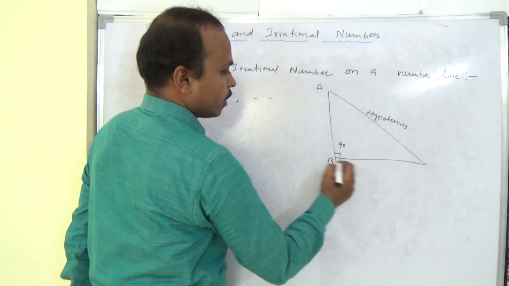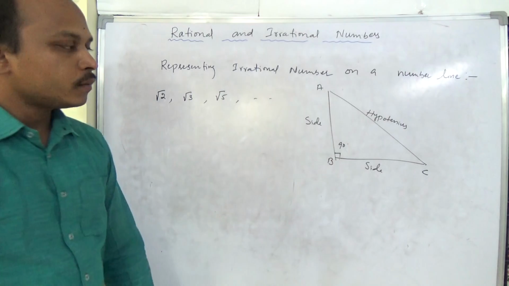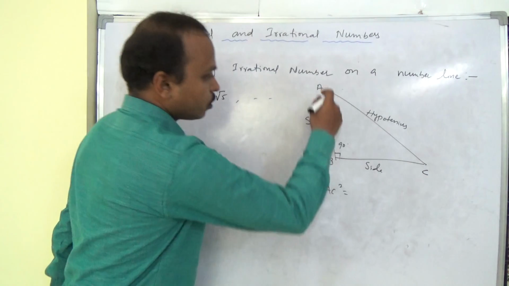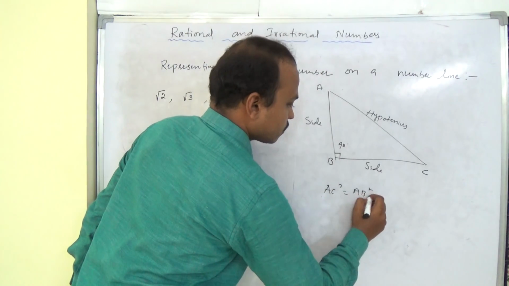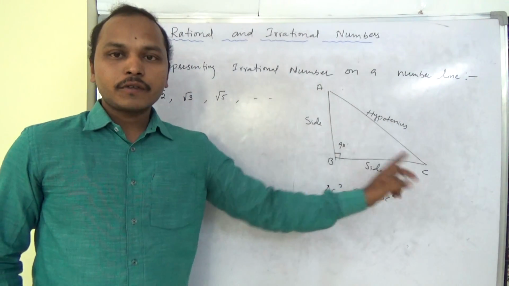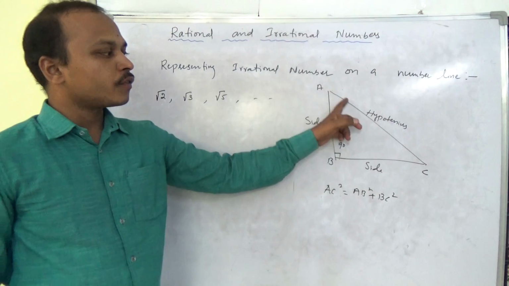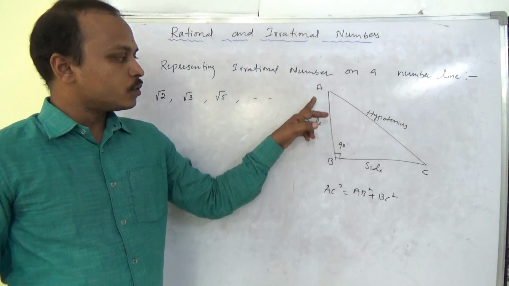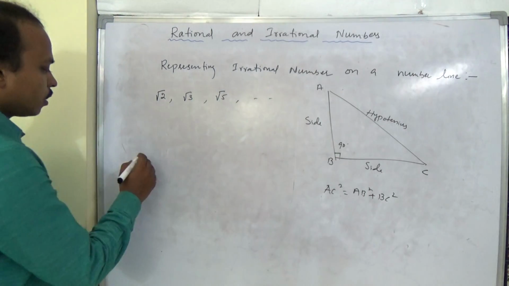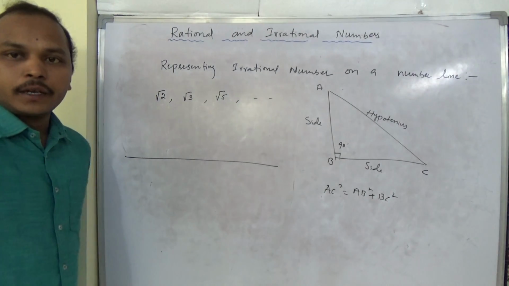If I take it as ABC, this is one side, this is also one side. According to the Pythagoras theorem, AC square is equal to AB square plus BC square. So the square of the hypotenuse is equal to the sum of the squares of the other two sides. Just remember that. Now I need to represent root 2, root 3, root 5 on a number line.